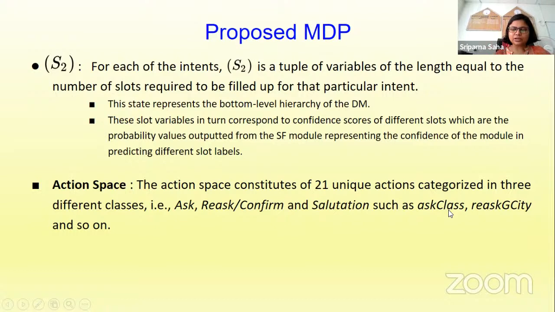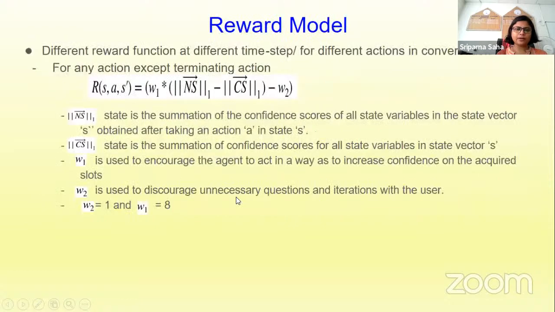So such as ask, re-ask, GCT, etc. There are 21 such unique categories. Given a state, it will pick a particular action. Now, as I mentioned, in reinforcement learning, reward functions play the major role, because unlike supervised learning, we don't know the actual class label. Given a particular state, which is the optimal action, that we don't know.